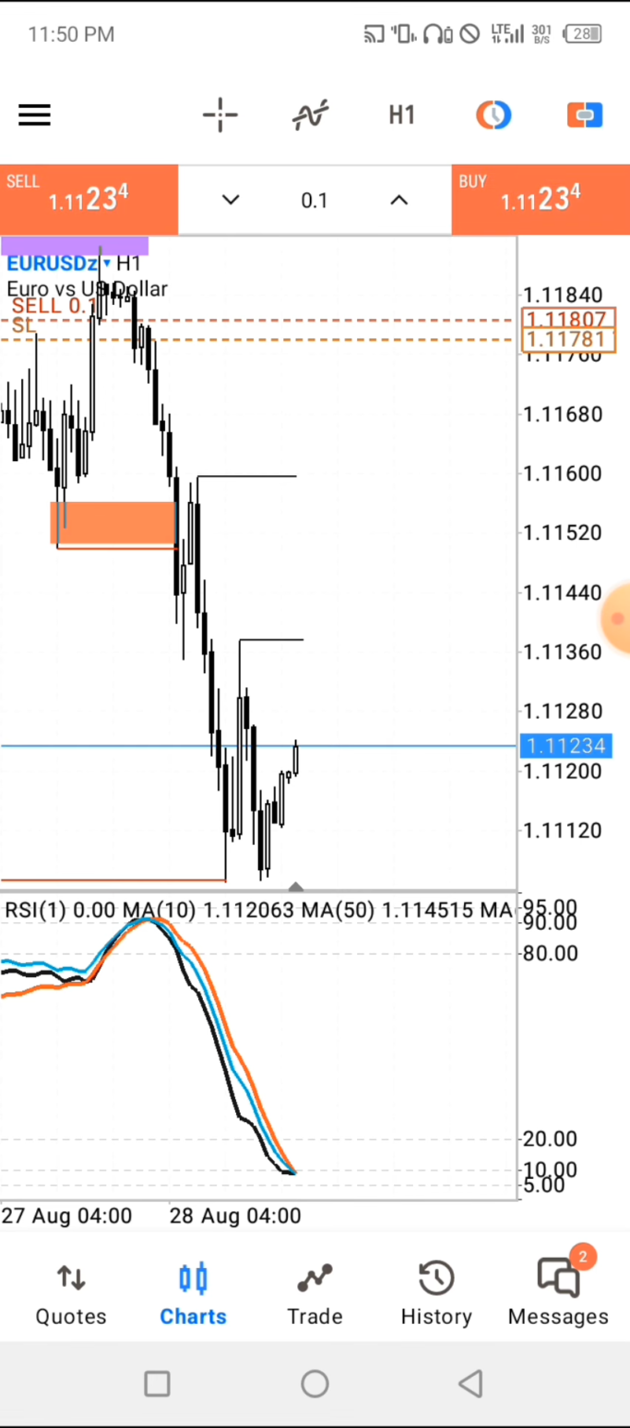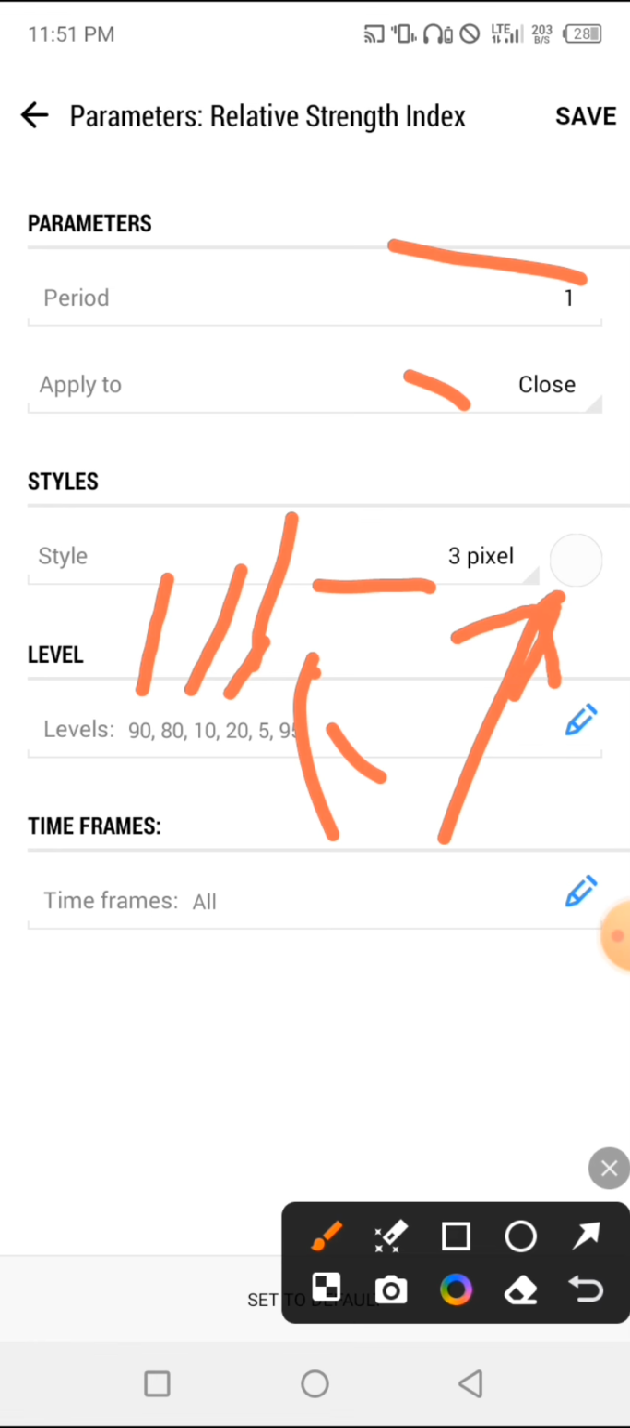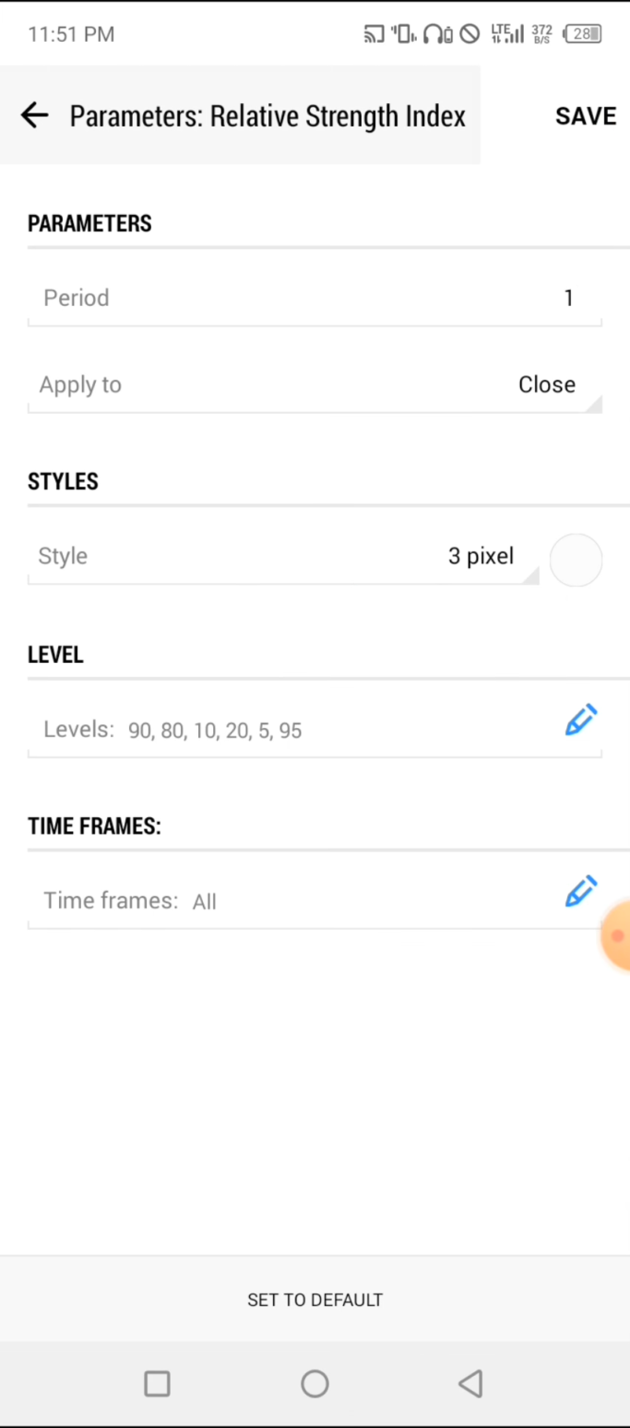The reason why you're going to be using color white is because we don't want it to be visible on our chart. So if your chart has a black background, make sure you're using color black right here also. On your levels, you're going to use level 90, level 80, level 10, 25, and 95. So that's going to be the levels you're going to have. As soon as you have that figured out, you just click save.